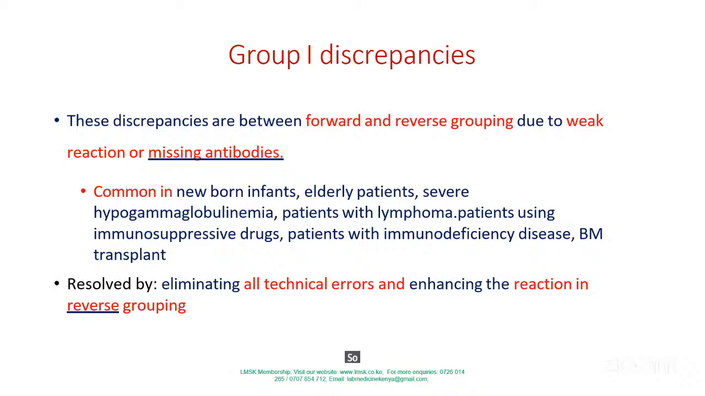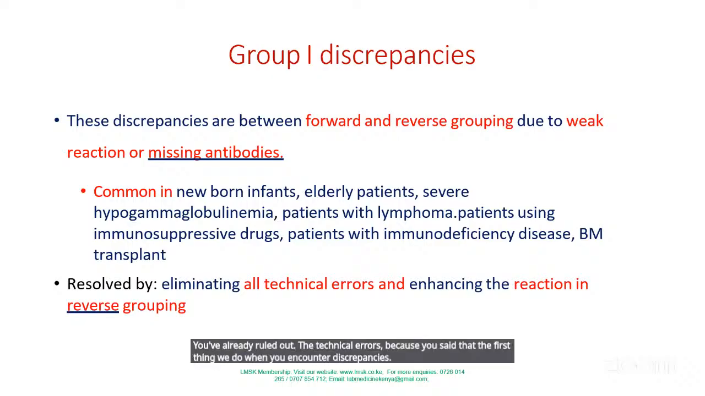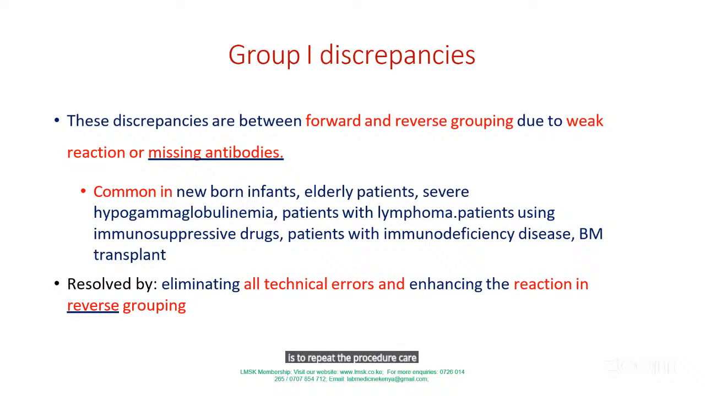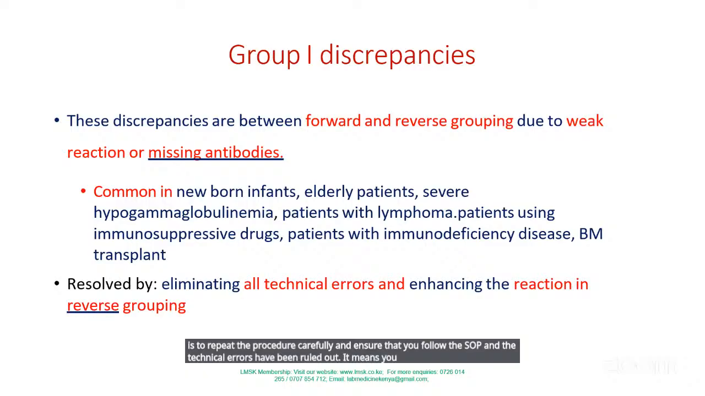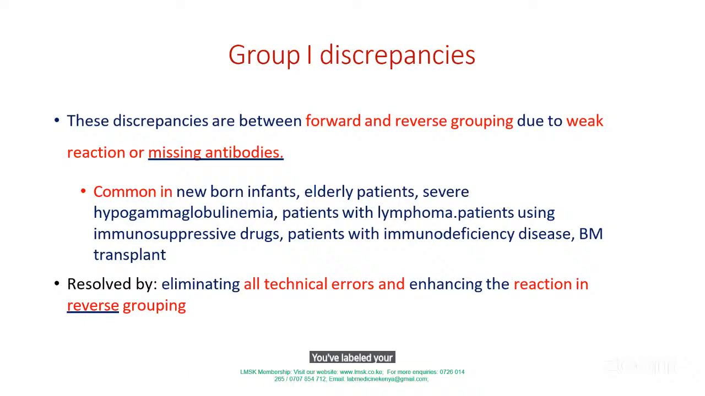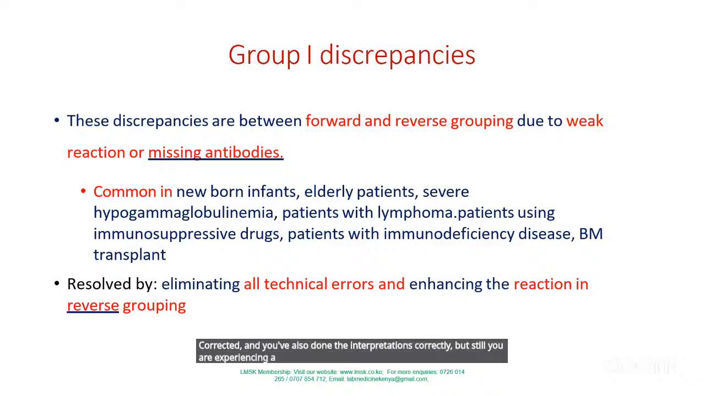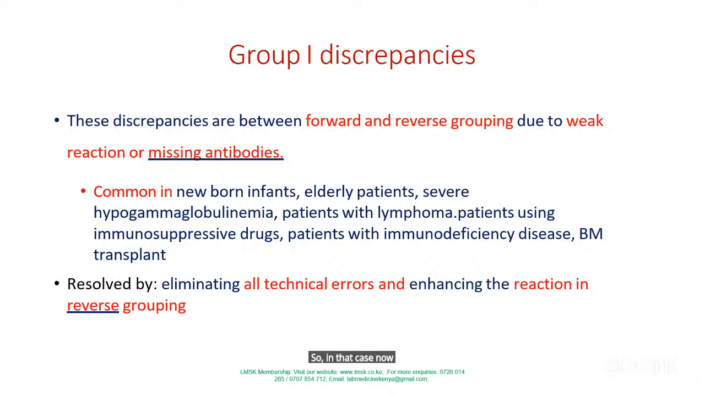So before you conclude that it is a discrepancy, you've already ruled out the technical errors, because the first thing we do when you encounter discrepancies is to repeat the procedure carefully and ensure that you follow the SOP and the technical errors have been ruled out. It means you've used the correct reagent, you've used the correct cells, you've labeled your tubes correctly, and you followed your SOP correctly. And you've also done the interpretations correctly, but still you are experiencing a discrepancy. So in that case, now comes group 1 discrepancies.